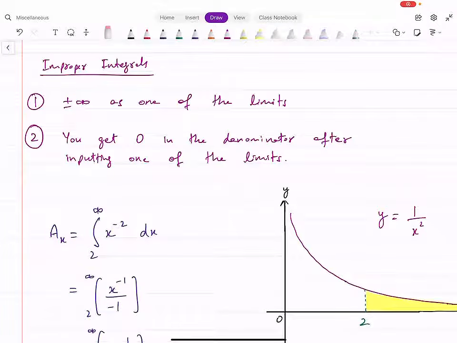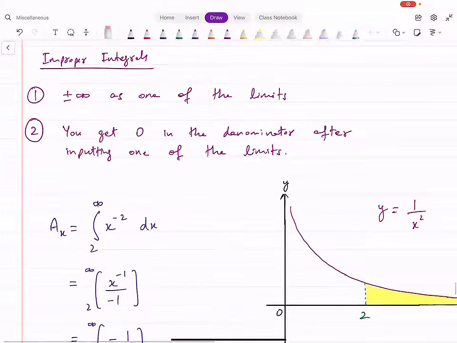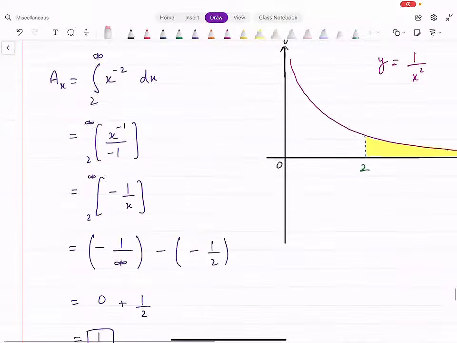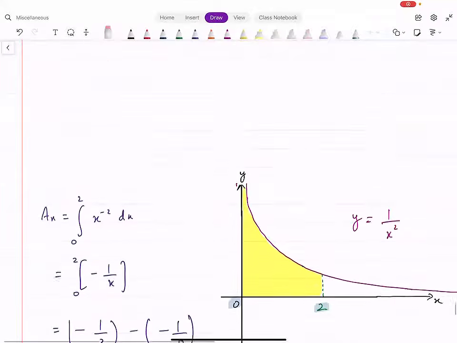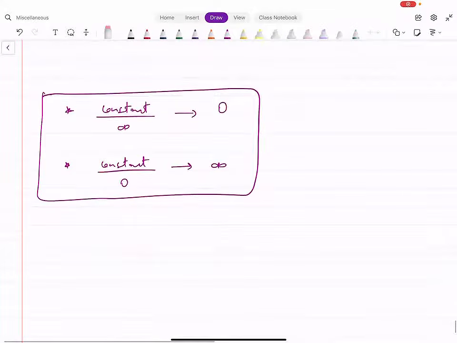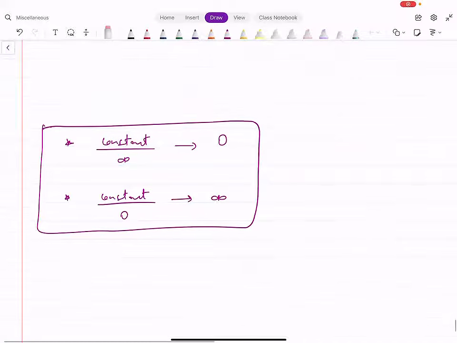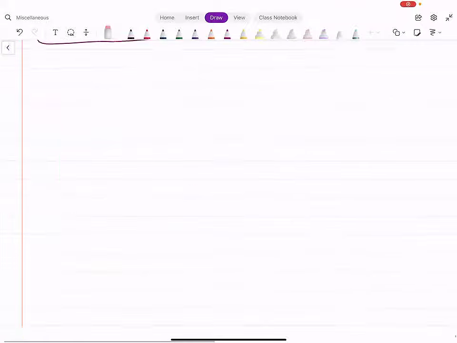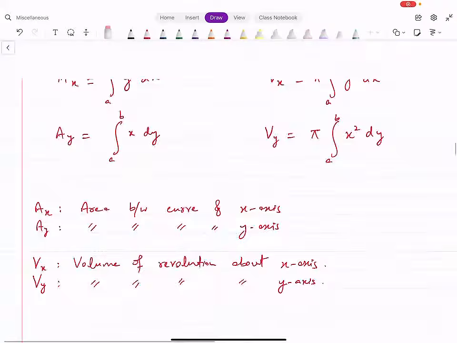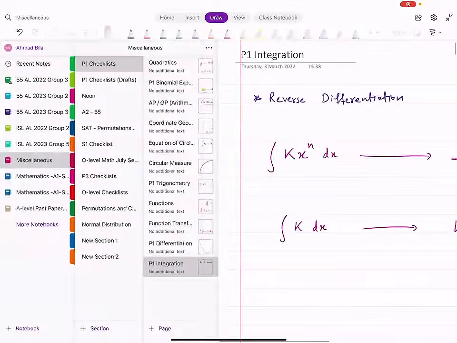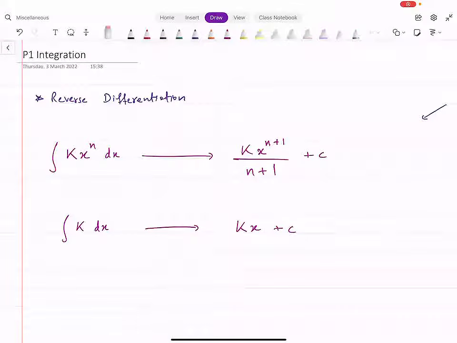Improper integrals क्या होते हैं, जब आपको infinity आ जाती है limits के अंदर, या फिर कोई ऐसी limit आ जाती है जिसकी वजह से denominator में zero आ जाते हैं. उनको कैसे evaluate करते हैं, you have to know about that. कि किस तरह से जब infinity denominator में आ जाएगी, वो zero बन जाएगी. Fraction जब denominator में zero आ जाएगा, that basically goes towards infinity. So these are all the concepts that you need to know about in paper one.